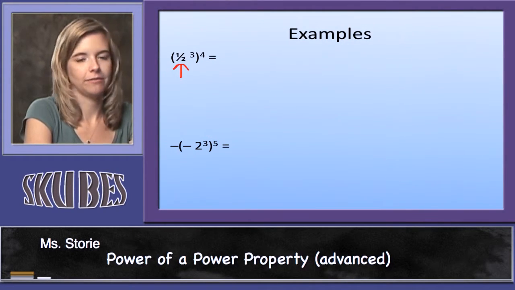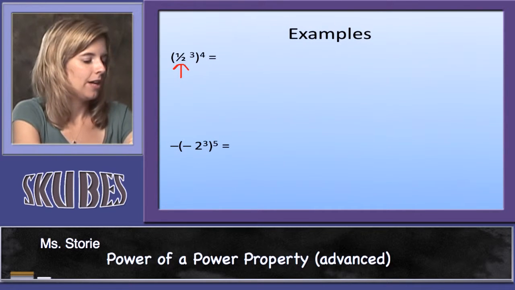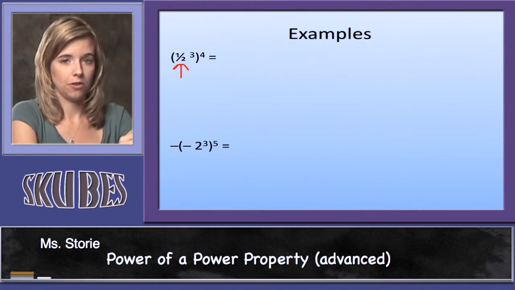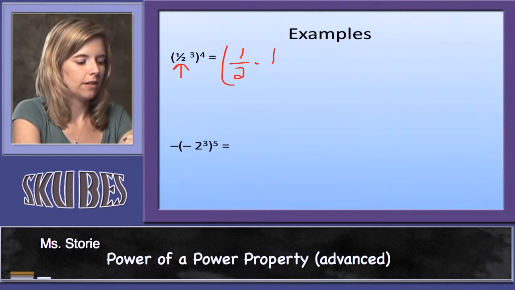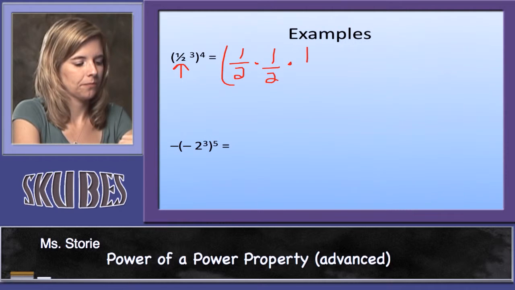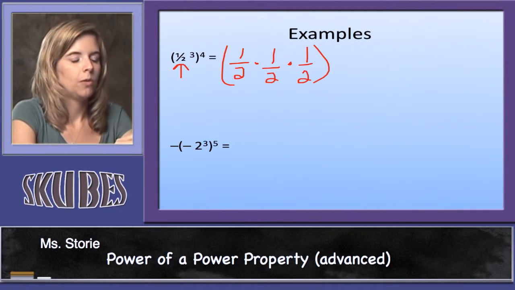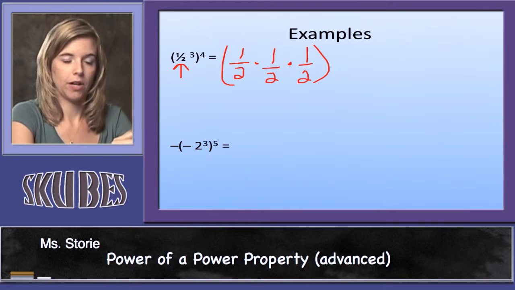Okay, what if you have a fraction? Big deal. It works the same as normal. You have 1/2 raised to the third power. Do the parentheses first. So they're asking you to take 1/2 and multiply it 3 times in a row. When you multiply fractions, you just multiply straight across.